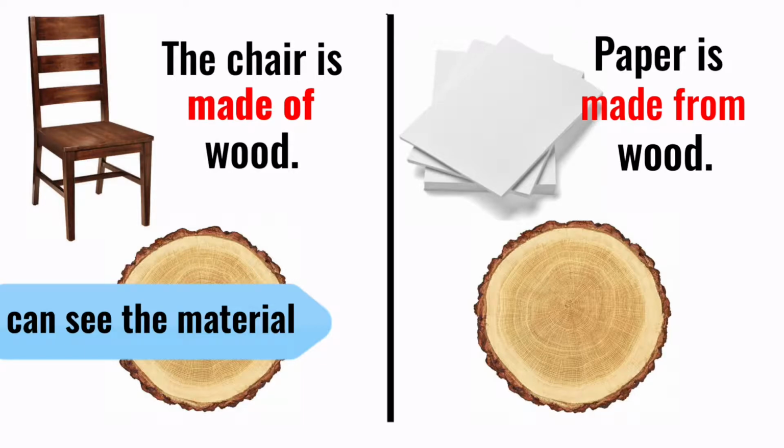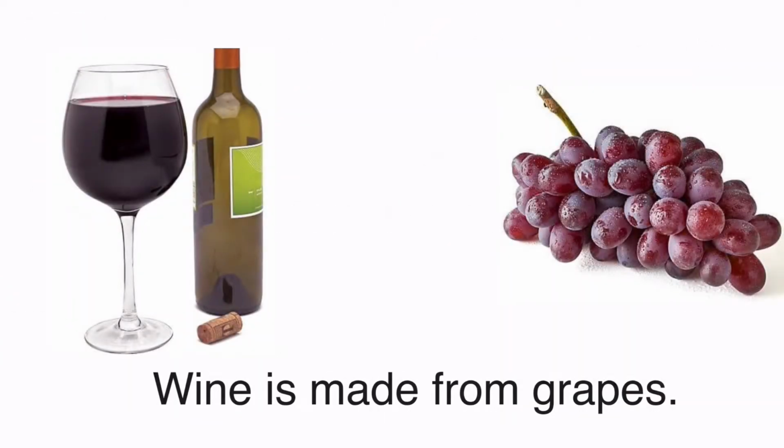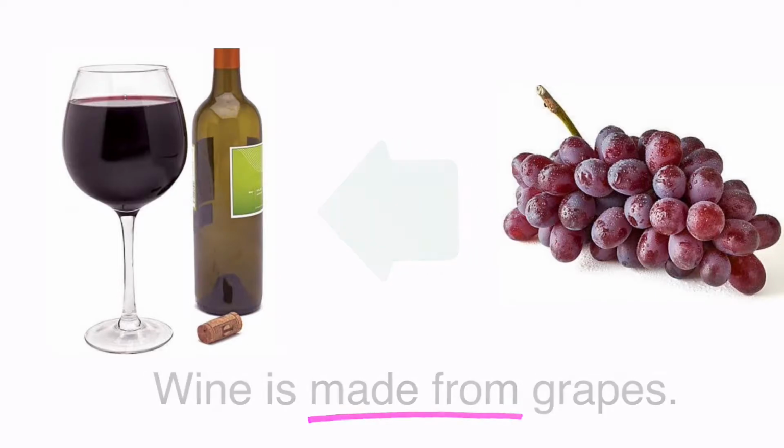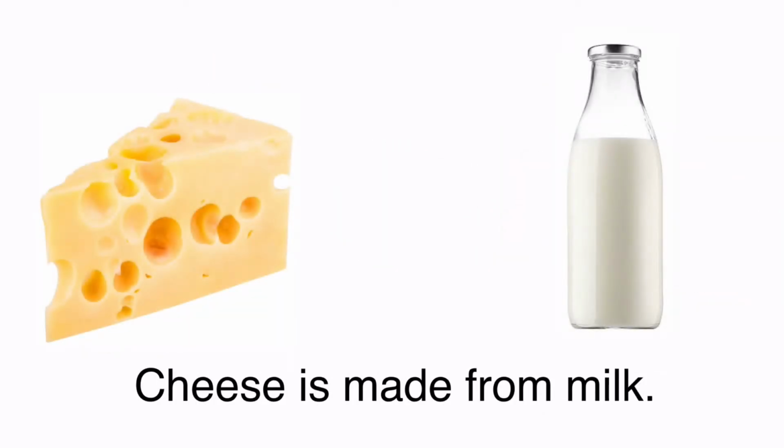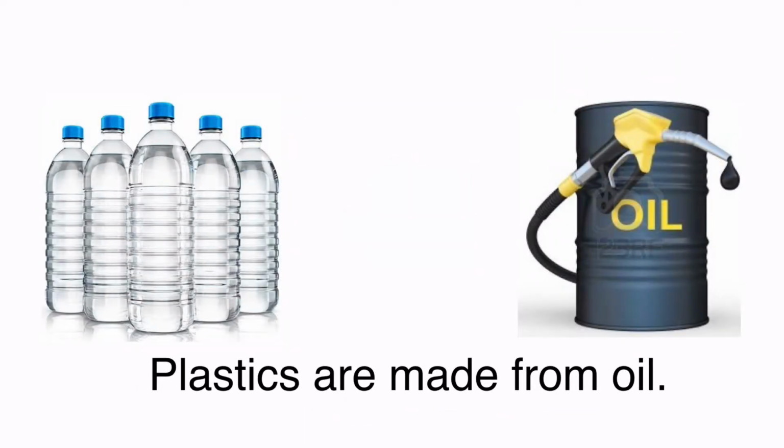On the other hand, made from is used when the original material undergoes a significant change before becoming the final product. For example, paper is made from wood. Wood disappeared. You can't see the wood anymore. It has transformed or changed into paper. Let's look at some more examples. Wine is made from grapes. Cheese is made from milk. Plastics are made from oil.